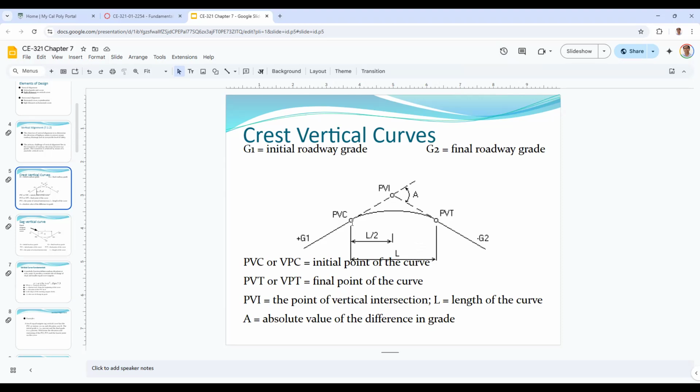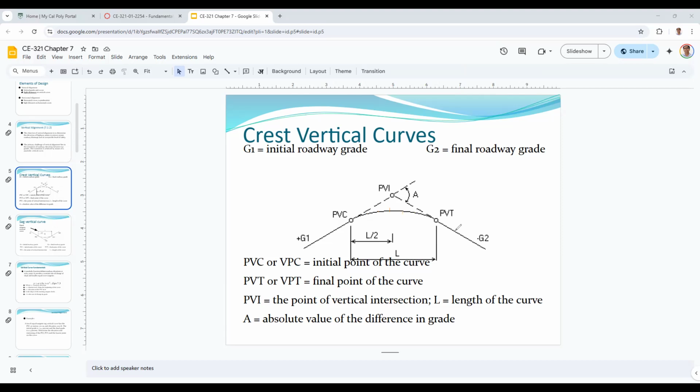PVC is the point of vertical curvature. This is where your curve begins, and at that point, the X value would always be 0. And then the Y values get defined. Y values are defined by the elevation of any given point on these curves. So any point you take on the curve, the elevation of that point is defined by the Y value, okay?